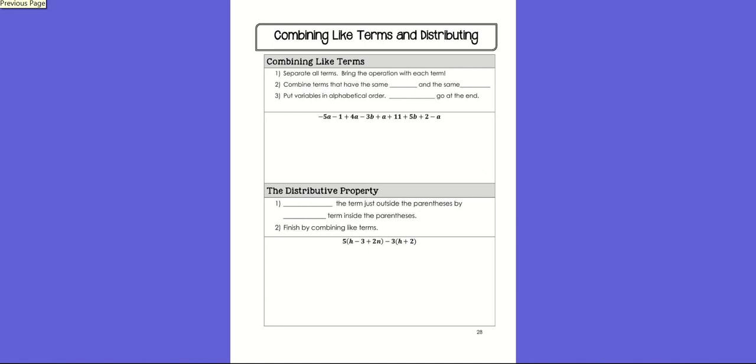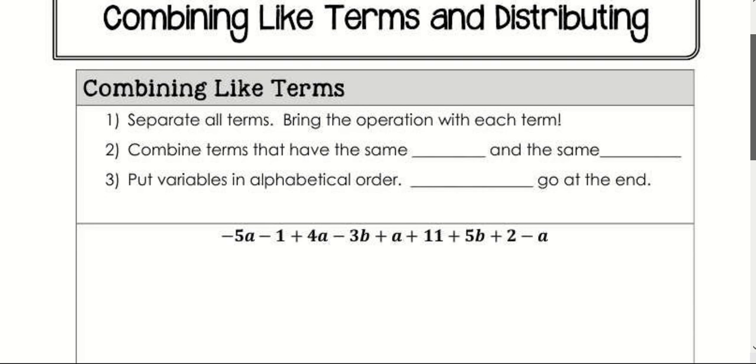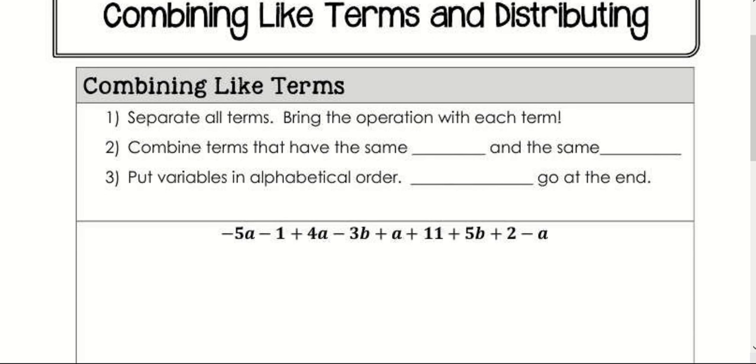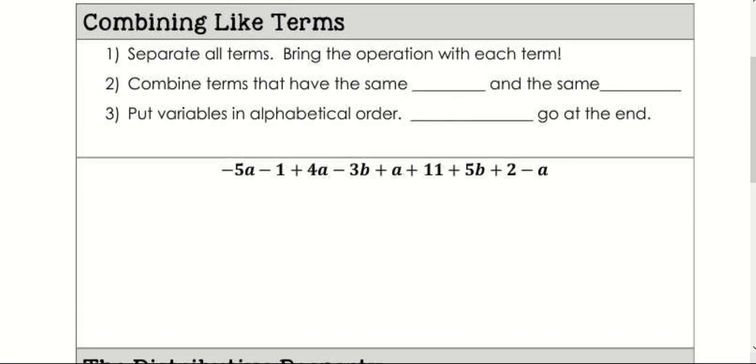So now on page 28, we're going to talk about combining like terms in the distributive property. So some of you in your core math packet, I had you skip the combining like terms section, and we'll revisit that this unit. Combining like terms is when we put together all of our numbers and terms that are the same. So the first thing we're going to do is separate all of our terms by separating them by the same variable and exponent, and then also separating the constants. We will bring the operation with them.